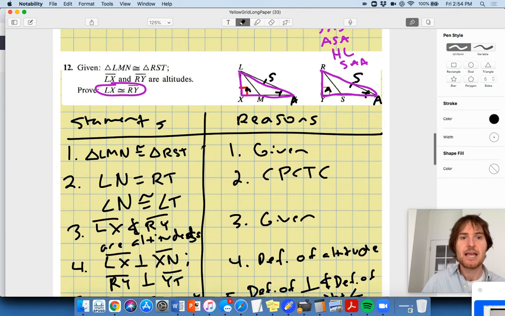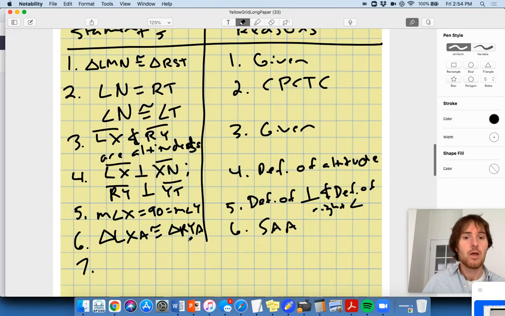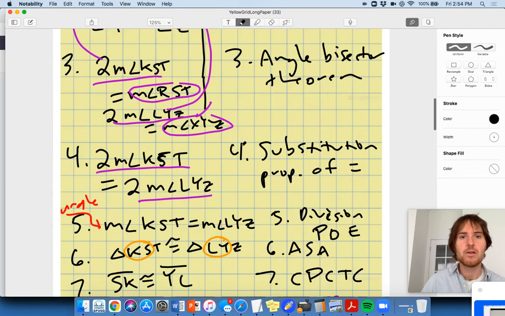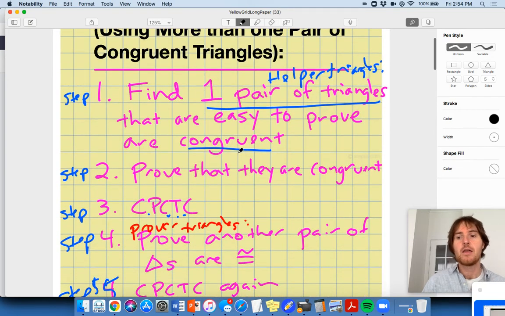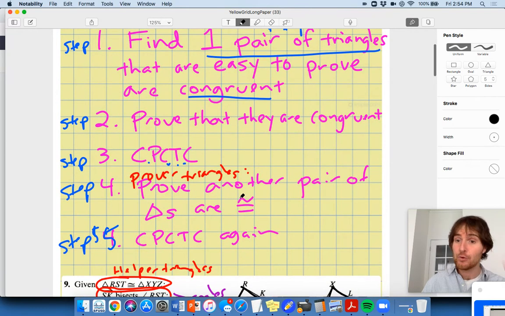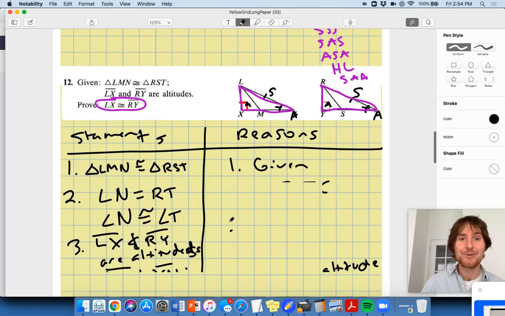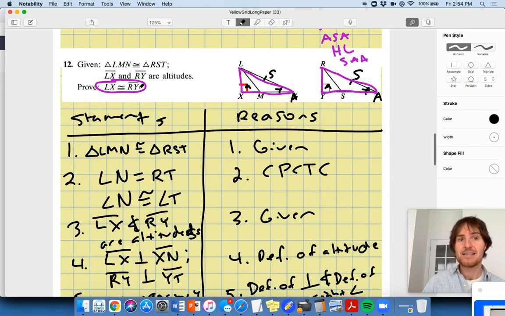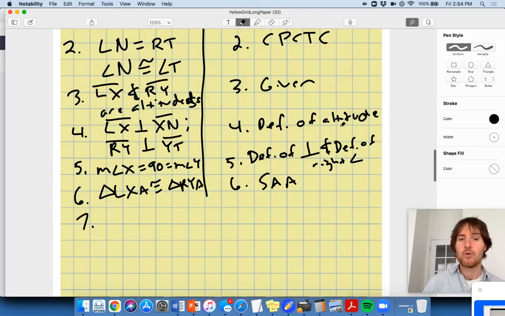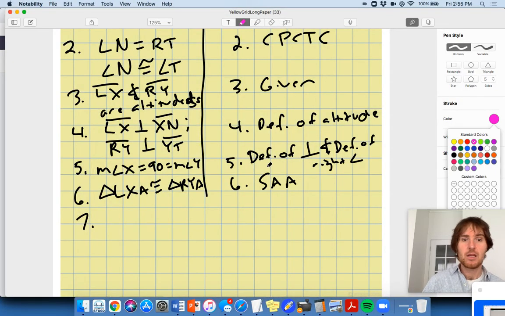And then step 7, so this is kind of a decently long proof. Oh, the whole thing, right? What was I doing? Let's go back to the original list. One pair of triangles congruent, the helper triangle, they gave that to us. We used CPCTC to help us get that prover triangle, the second pair of triangles congruent to one another. Now I'm just going to use CPCTC again to hopefully prove whatever it was I was asked to prove. And yes, LX and RY are parts of these purple triangles that we just proved are congruent. Look, we see that right here.